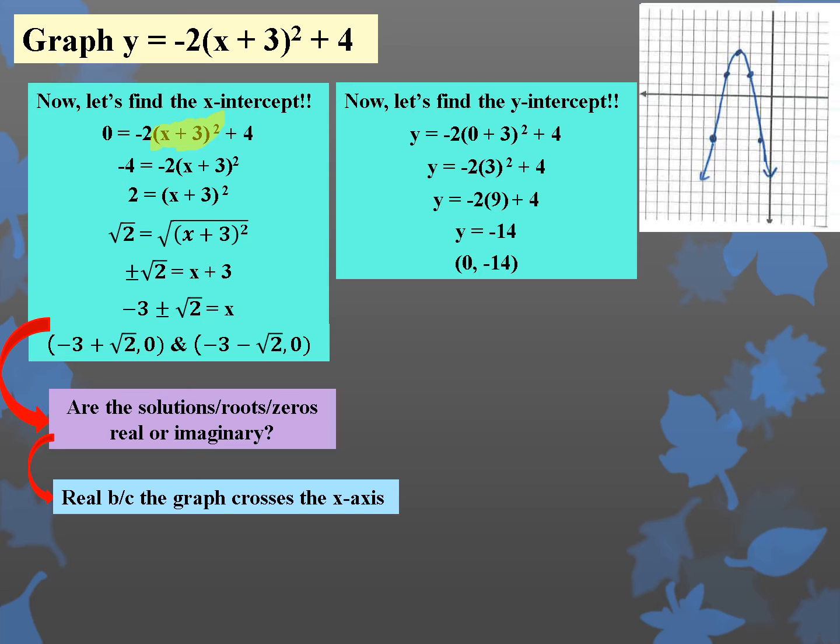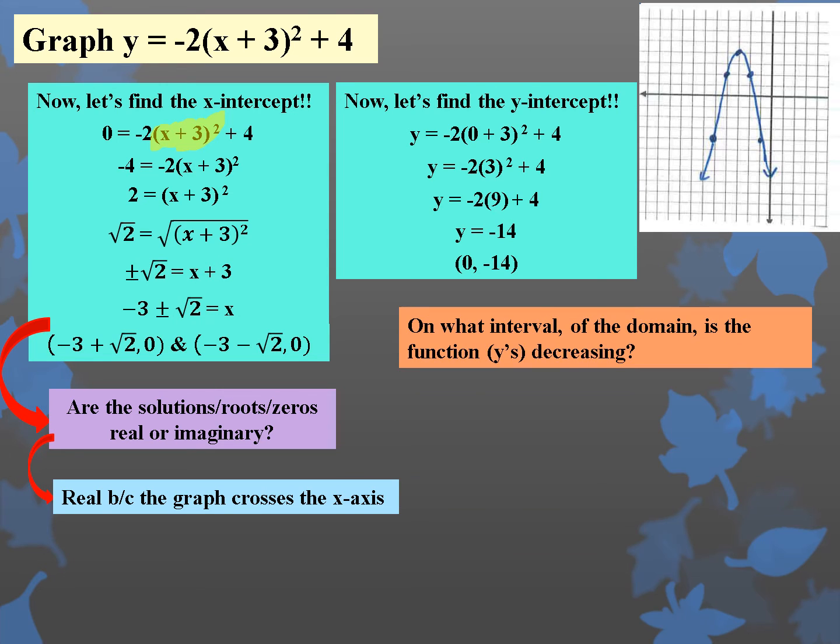Now, it wants to know on what interval of the domain the function is decreasing. Well, if you look at the right side of your graph, think about like we talked about with the absolute values, same idea. It is decreasing on the right side. Well, where does your function in your graph start decreasing? It starts decreasing at the vertex. So the x-coordinate of the vertex is negative 3. So I'm decreasing from negative 3 to infinity. The x's where my graph is decreasing start at negative 3 and then go to positive infinity.